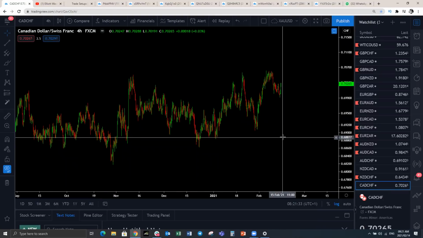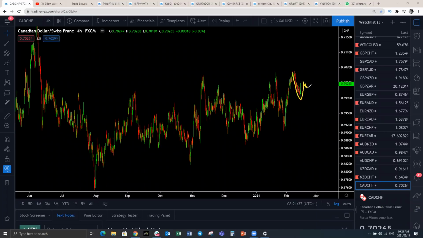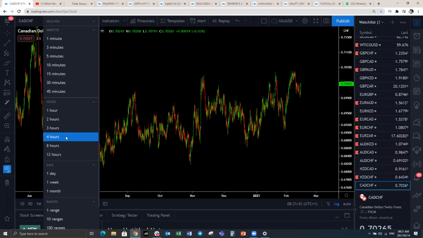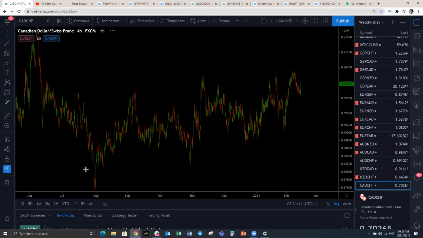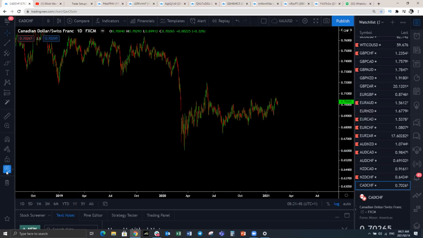CADJPY, expect continuation to the upside. I'll show you the bigger structure now. 1, 2, we're expecting upside here. The CADJPY structure, look at it on the daily, and this is why we're expecting upside. So we're expecting CADJPY to go and retest the upper boundary of the channel.